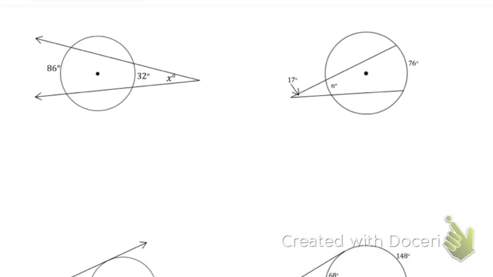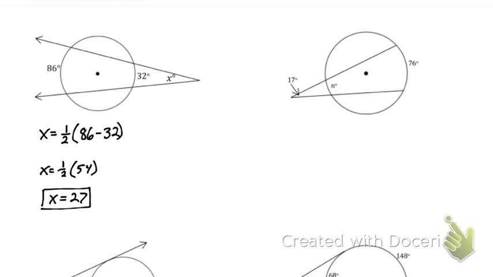So in our first example, we have to find x degrees, which is two secants meeting outside of the circle. So x is going to equal 1/2. You need to take your big arc. Your big one's at 86. And we're going to subtract that 32 degrees. Well, 86 minus 32 is 54. So we're going to have x equals 1/2 of 54, which is 27. X is going to equal 27.